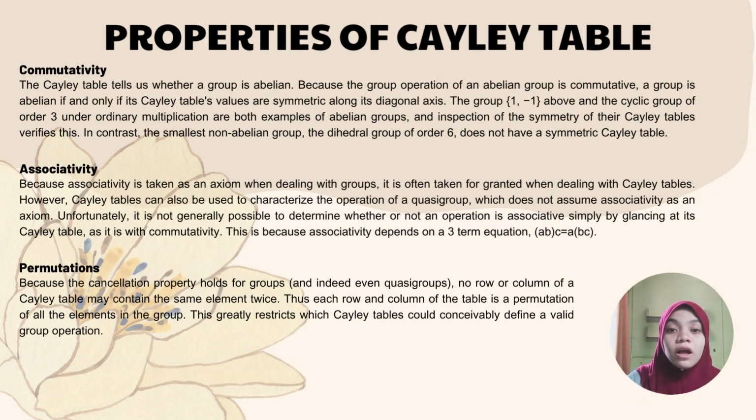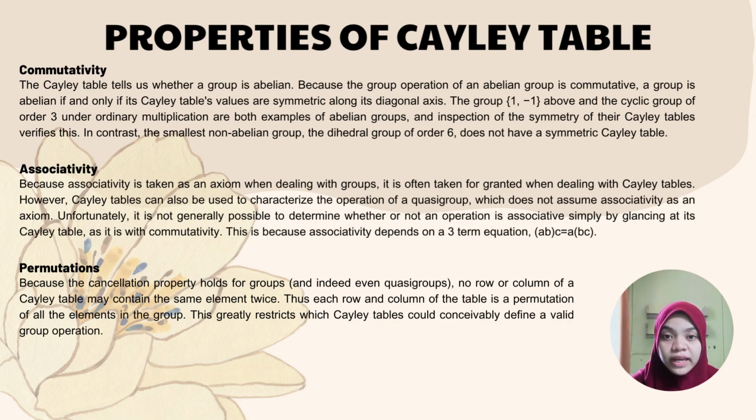The properties of Cayley tables. The first one is commutativity. The Cayley table tells us whether a group is abelian because the group operation of an abelian group is commutative. A group is abelian if and only if its Cayley table's values are symmetric along its diagonal axis.